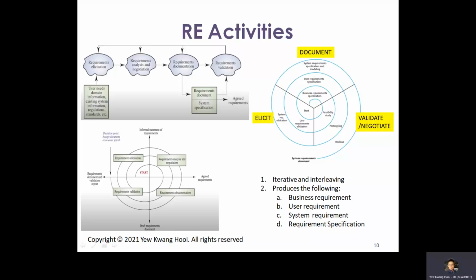So you see, it's an iteration. It's repeating the process. Elicit, document, validate, negotiate. Elicit again, document, validate, negotiate. Do this a few times until you're satisfied that the user requirement has finally become a system requirement. Clear, which is very clear.